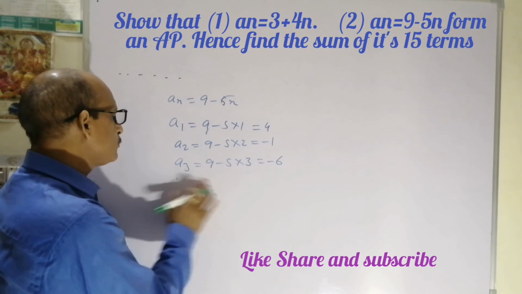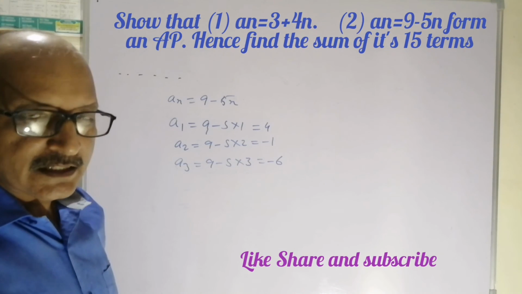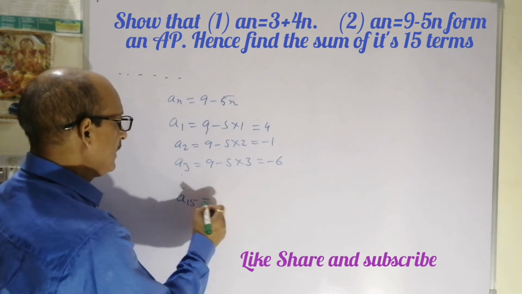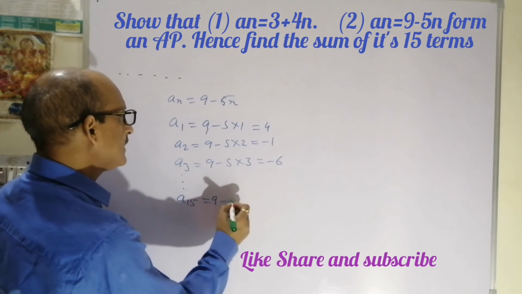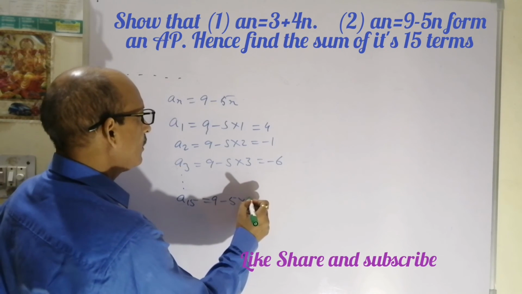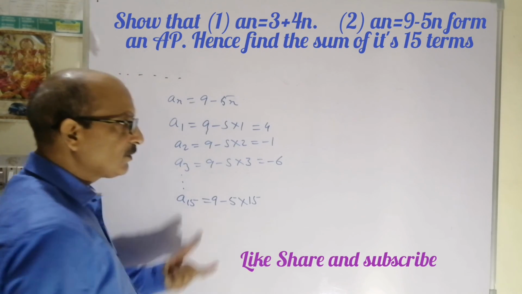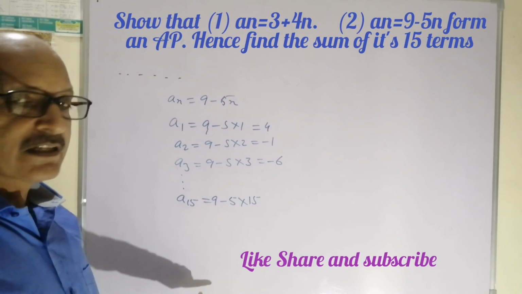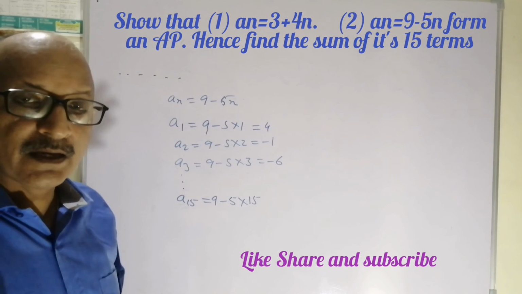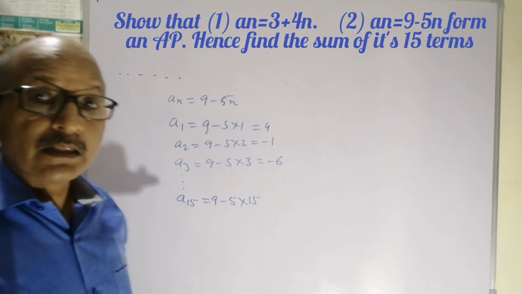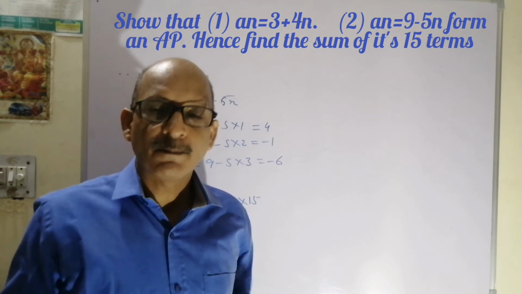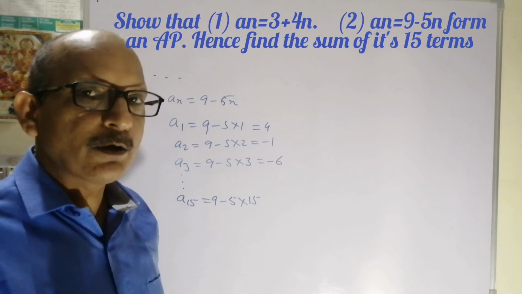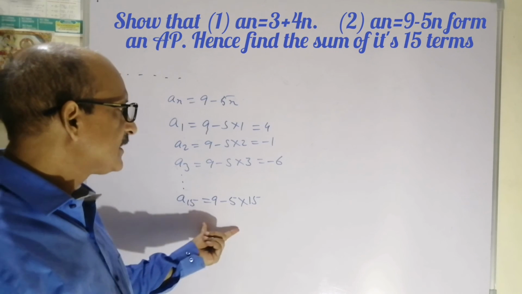One more thing, I would like to solve this question by another method, using a and an. So we would like to get a15 also. a15 will be 9 minus 5 into 15. Though you can do it as I did in the previous example, you can use this method also. You should be confident in both of the methods. Whichever one clicks in your mind at the time of evaluation, you should apply. Don't think about it. So this method can also be used.